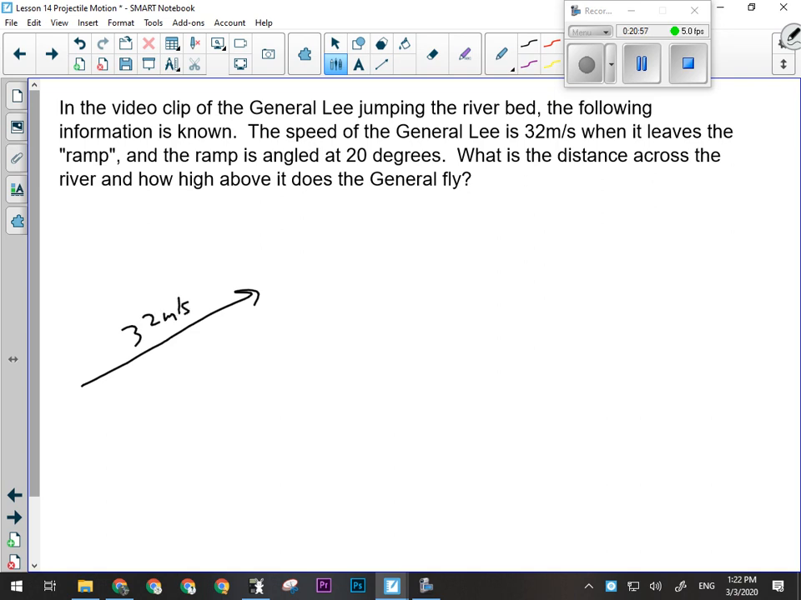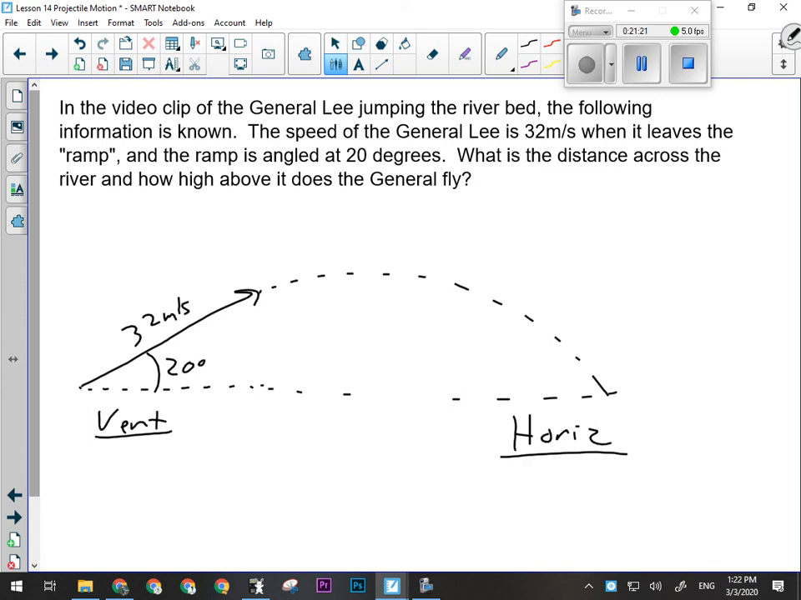Okay, our projected velocity is 32 meters per second, 20 degrees above the horizontal. Obviously the General Lee flies through a projectile arc that encounters the ground at the same height on the other side of the river. You need your vertical and your horizontal pieces of information. Okay? And you can start off with this one. Okay, I'll give you a couple minutes to see how you do.